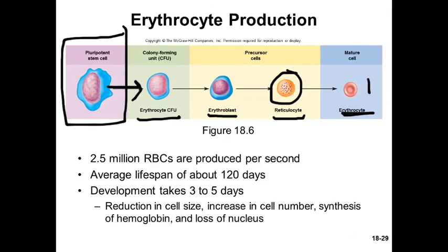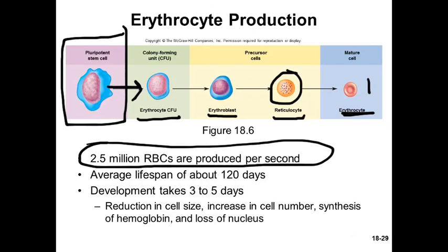I gave you different numbers, not to memorize these numbers as to the number of cells produced per minute or per day or per second, but again, the numbers are pretty astronomical when you think about the number of red blood cells that are produced in your body continuously. What I do want you to definitely know, though, is that it takes 3 to 5 days for these cells to develop through this process, and that once formed, red blood cells survive for about 120 days within the plasma.